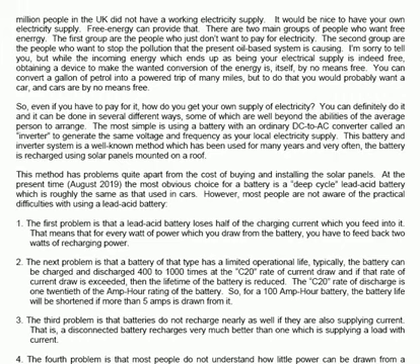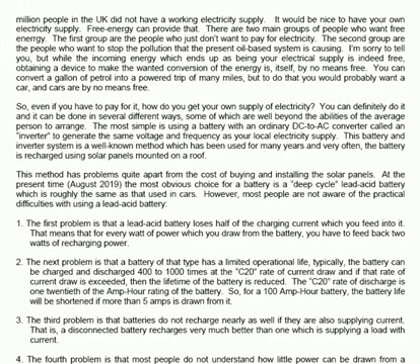You can definitely do it, and it can be done in several different ways, some of which are well beyond the abilities of the average person to arrange. The most simple way is using a battery with an ordinary DC to AC converter, which is called an inverter, to generate the same voltage and frequency as your local electricity supply. This battery and inverter system is a well-known method which has been used for many years, and very often the battery is recharged using solar panels mounted on a roof.